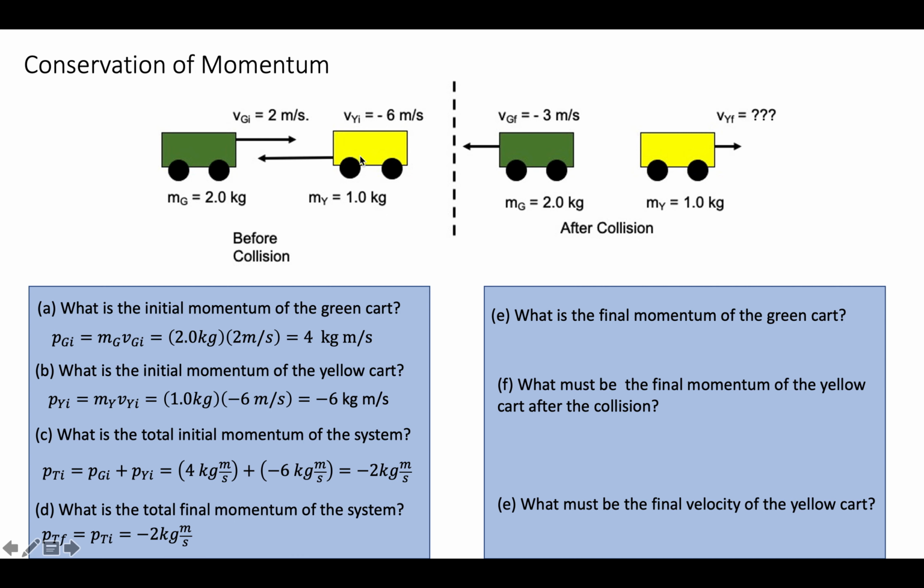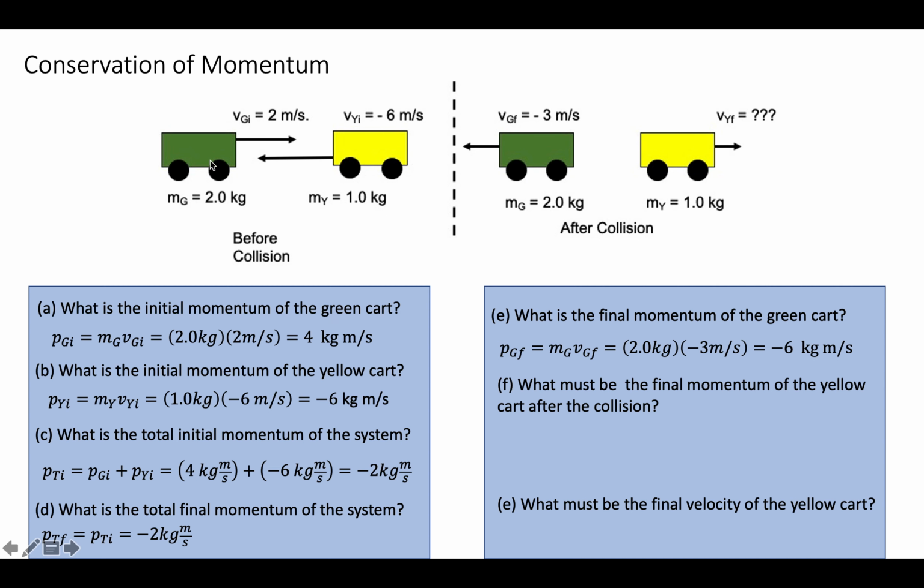Now remember from the last slide, whatever the total initial momentum is and the total final momentum are equal, and the total final momentum of this system has to be the momentum of the green cart plus the yellow cart. So our goal is to figure out what is the momentum of this yellow cart. So next step is to solve for what is the final momentum of the green cart. And that's just the mass times the velocity of the green cart after the collision. So the mass is 2 and the velocity is -3, so that gives me -6 kilograms meters per second.